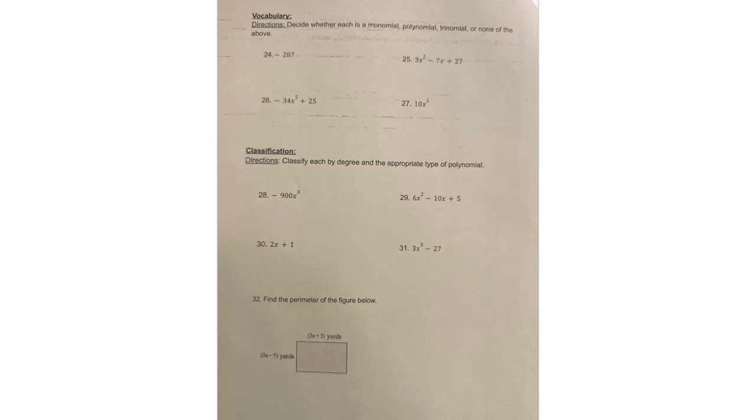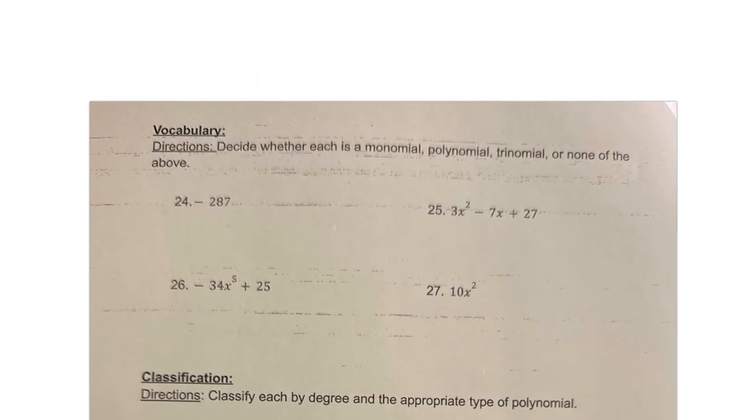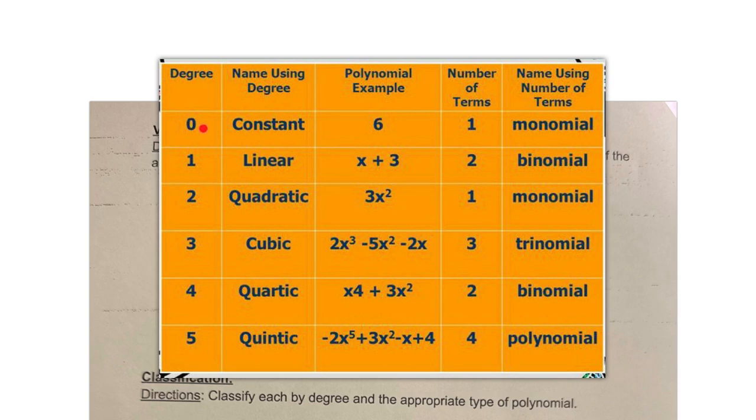Next slide. Okay, decide whether each is a monomial, polynomial, trinomial, or none of the above. Okay, so quick review of some of the rules, right? If the degree meaning the exponent is 0, we call it a constant. Like that. If the degree meaning the highest exponent present in the polynomial is 1, we call it linear. If the highest exponent in the polynomial is a 2, we call it quadratic. So for my student watching, please remember that.